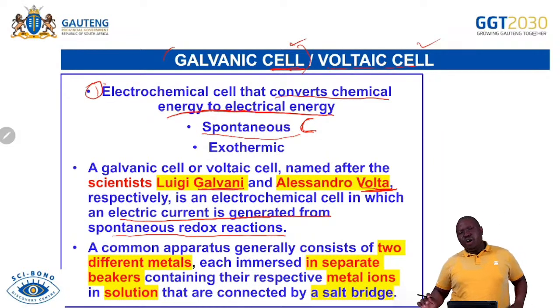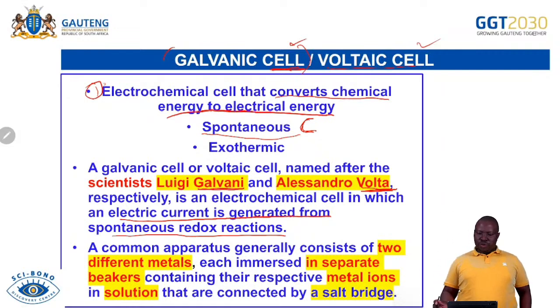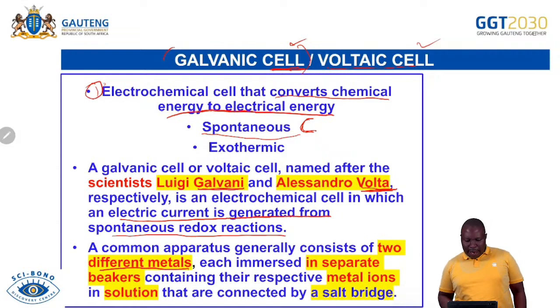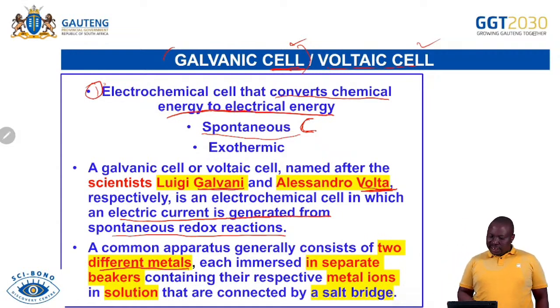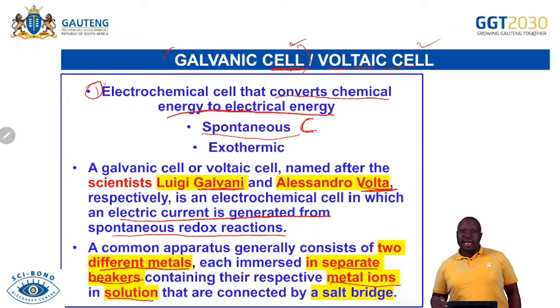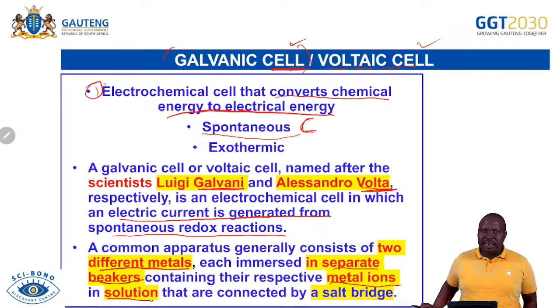Now, there are common apparatus that we use during this galvanic cell. Usually we'll have two different metals, and each is immersed in separate beakers containing their respective metal ions in a solution. The solution that we use here, we refer to it as an electrolytic solution. An electrolyte is a solution that conducts electricity. So you have to understand that.